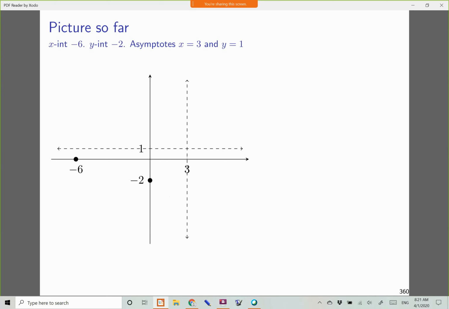I tried to provide as brief of a summary as possible over here. I didn't include, somewhere up in blue, I forgot to mention anything about the domain being all reals except 3. But we had an x-intercept of -6, a y-intercept of -2, and asymptotes of x equals 3 and y equals 1. So I tried to draw all that information in this. So this is the picture so far, right? It's not everything, but it's something.